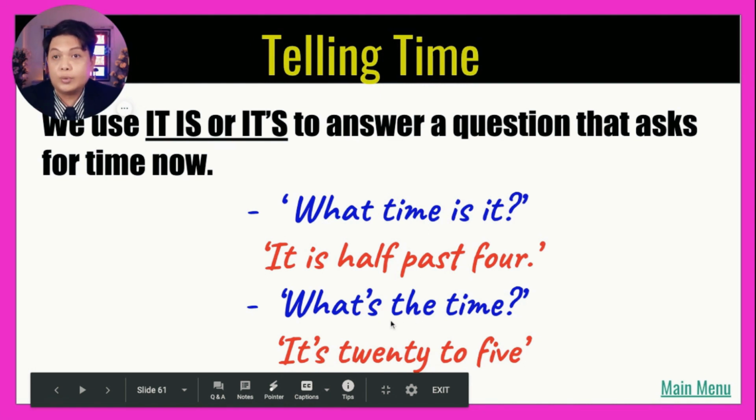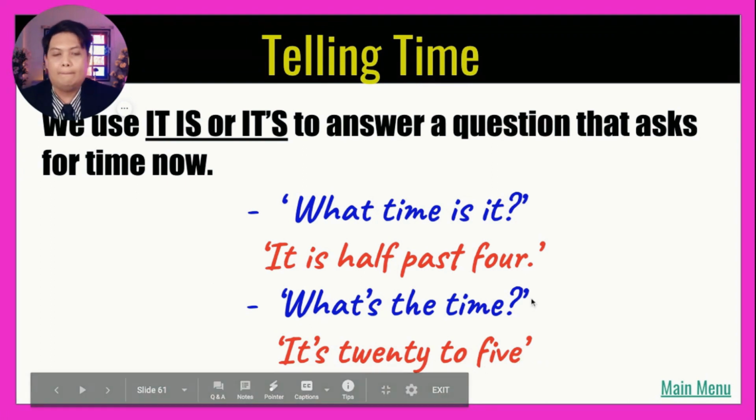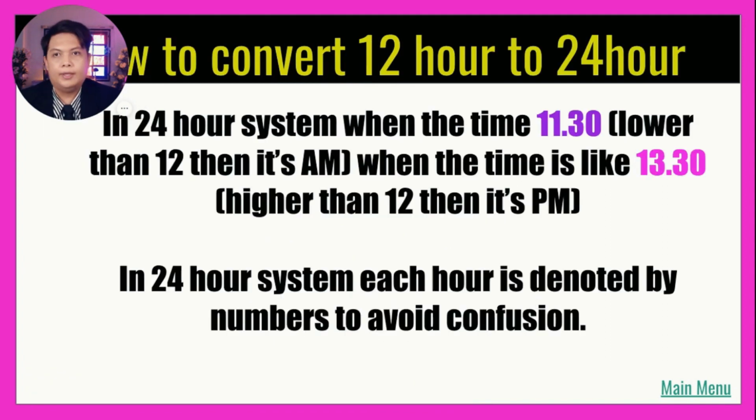You could answer, it's 20 to 5. 20 minutes to 5 o'clock. Right? So, let's move on. Now, how do we convert 12-hour to 24-hour clock system? So that's what we are going to review today.